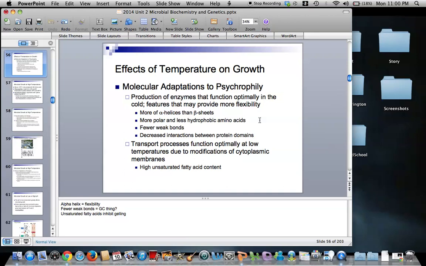More polar and less hydrophobic amino acids, so water is more readily accessible and things are more soluble. They have fewer weak bonds, instead they rely on stronger bonds, and decreased interaction between protein domains. So they try to have more autonomous proteins, probably. Transport processes function optimally at low temperatures due to modifications of cytoplasmic membranes, so the high unsaturated fatty acid content. I'm not sure why that's an advantage, but it is.